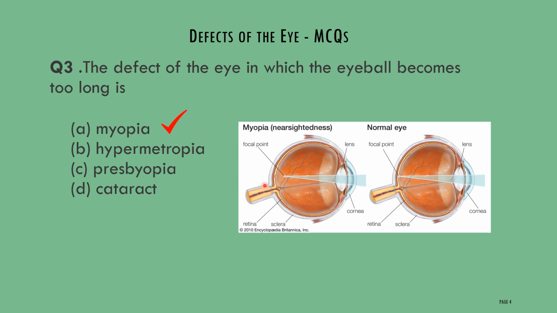In the case of myopia, compare these two pictures. This is the picture of a normal eye. This is the picture of a myopia eye. In the normal eye, the eyeball is normal. It is not elongated. But in the case of myopia, the eyeball is elongated or becomes big compared to this one. This condition we call myopia.